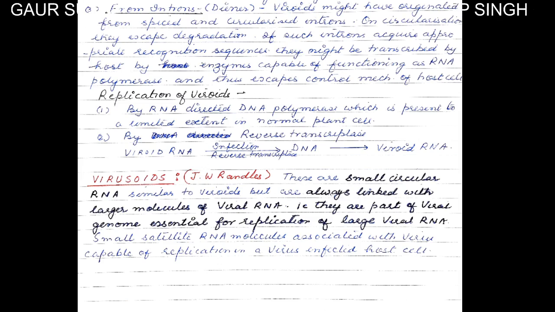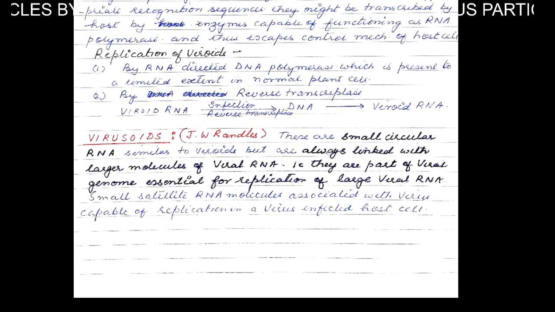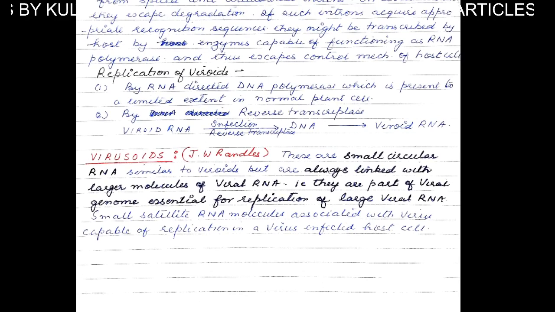The small satellite RNA molecules associated with the virus are capable of replication in a virus infected host cell. It plays a role only in the cells which are infected by the viruses, otherwise immaterial.